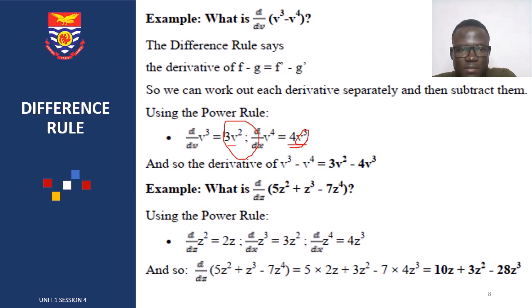So applying the same concept, we are going to find that z squared gives 2z, z cubed gives 3z squared, and z to the power 4 gives us 4z cubed, and we can now multiply by their respective coefficients. So 5 multiplied by the 2 here will give us 10z. Then we have 3 multiplied by 1, because remember here it is just 1, which will give us 3z squared. Then we have 7 multiplied by 4 here, which will give us 28z to the power 3.